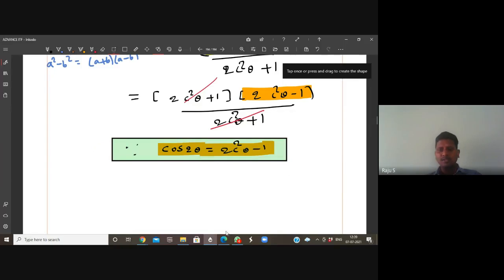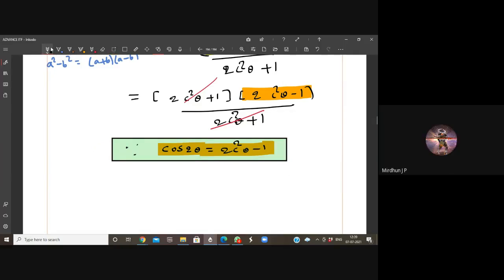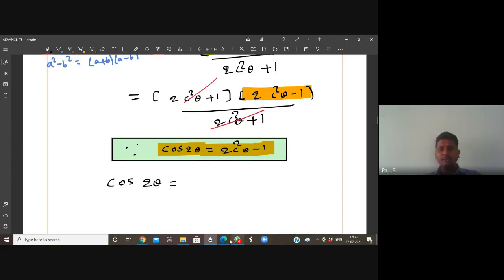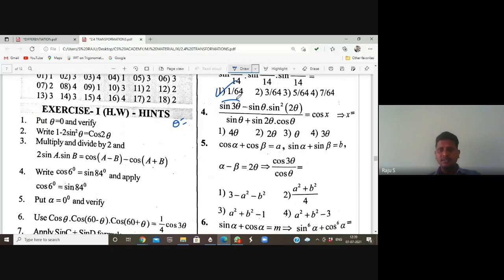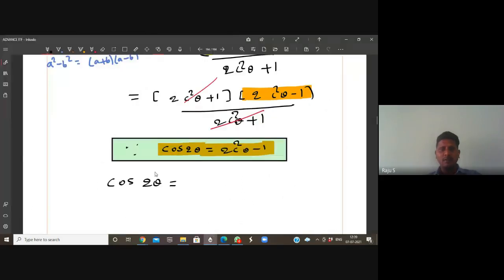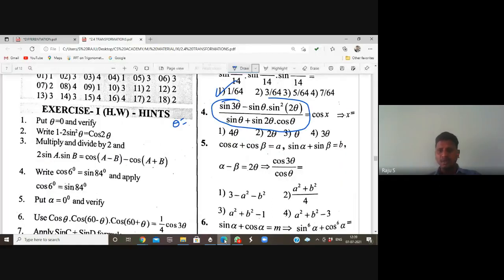I am taking the LHS. Cos 2 theta is equal to cos x. This LHS value I simplified, and finally we got cos 2 theta is equal to cos x. Then when we compare, x is equal to 2 theta. So even yesterday we got the same answer, second option.